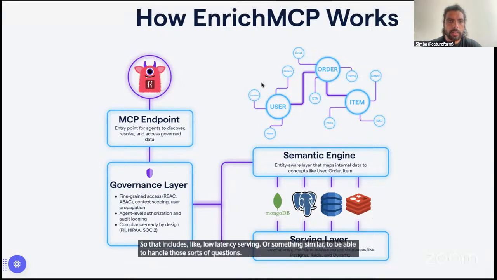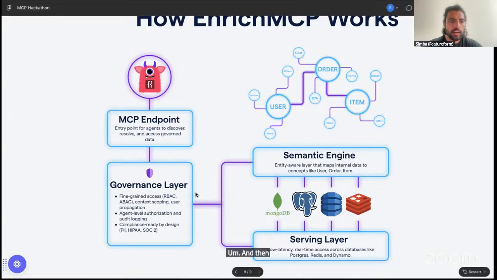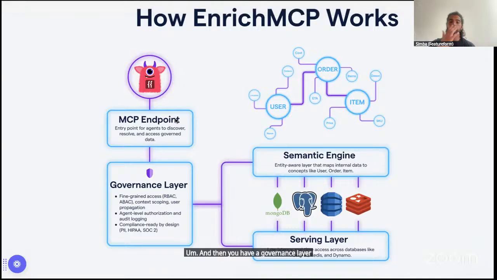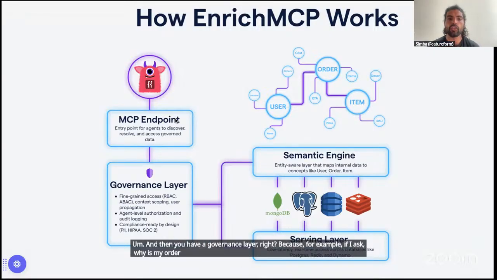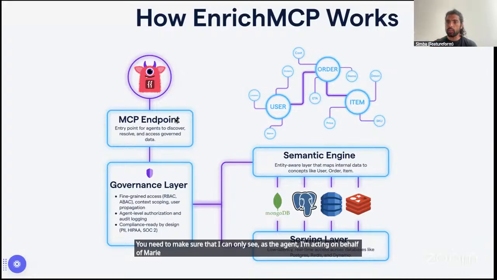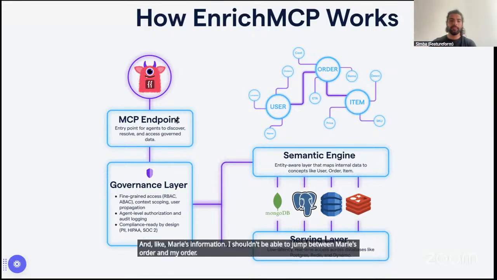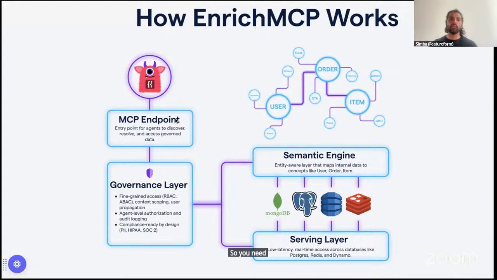And then you have a governance layer, right? Because, for example, if I ask, why is my order taking forever? You need to make sure that, as the agent, I'm acting on behalf of Marie, let's say. So I should only be able to see Marie's order and Marie's information. I shouldn't be able to jump between Marie's order and my order. So you need all these things to work together with an MCP endpoint.